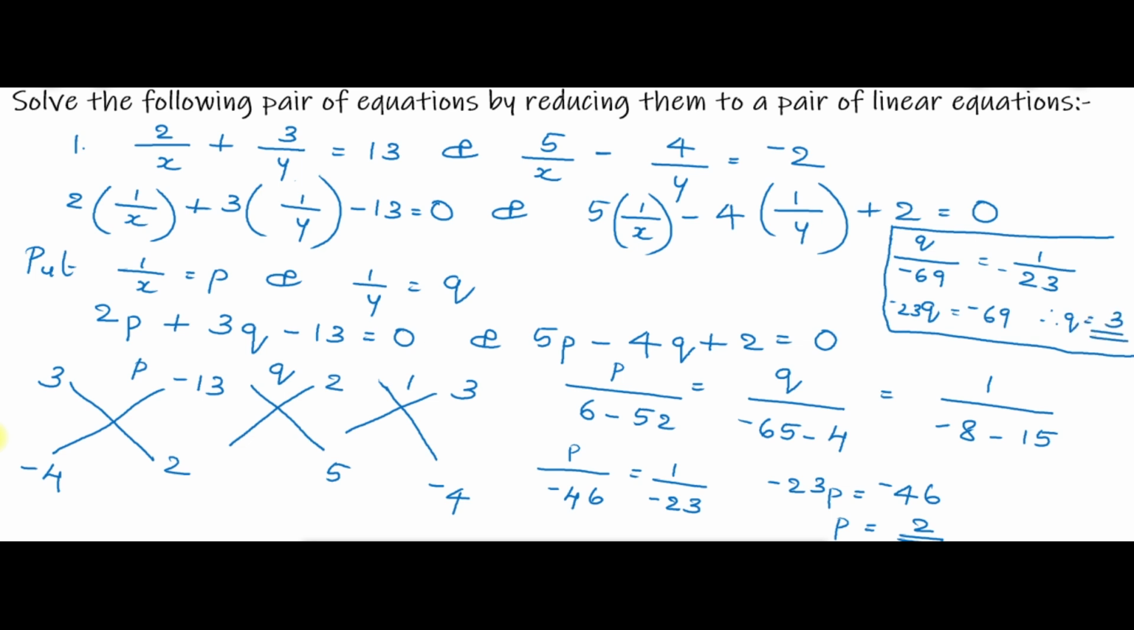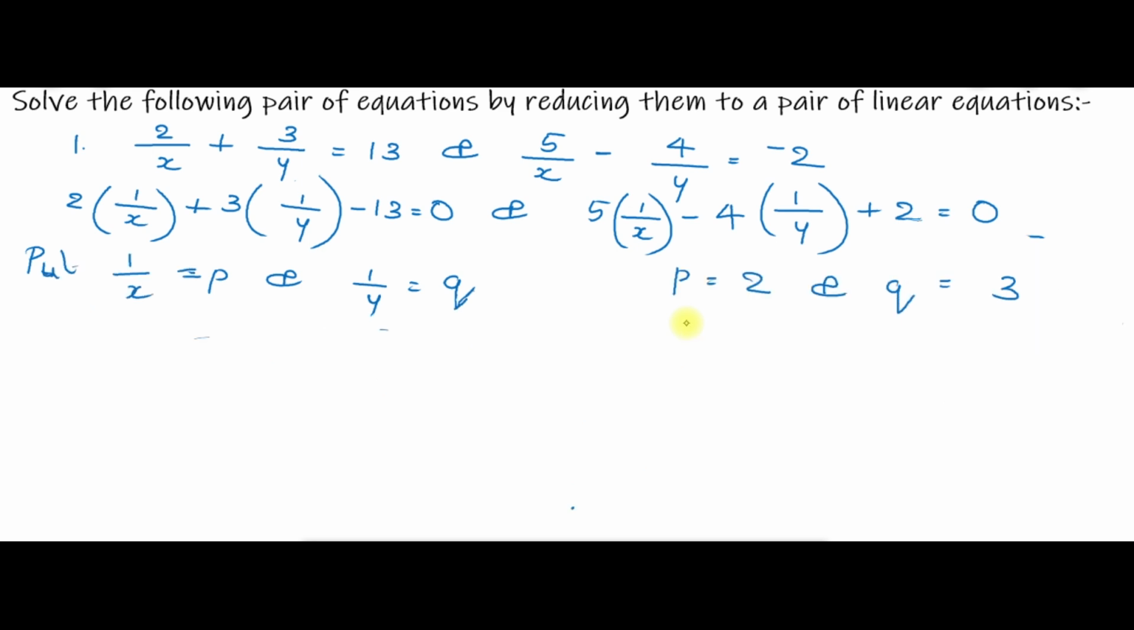So you got p as 2 and q as 3. Now you are going to substitute this p and q values here. Instead of 1 by x, you are going to substitute this 2, and 1 by y, you are going to substitute 3.